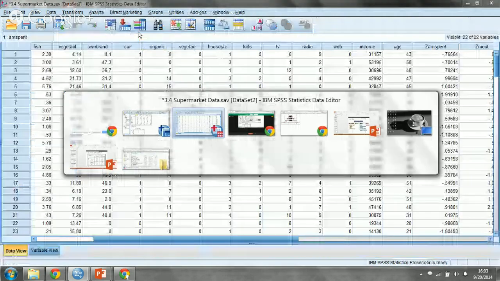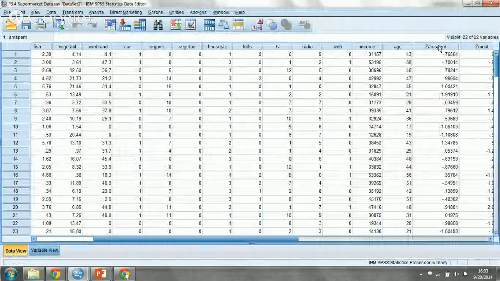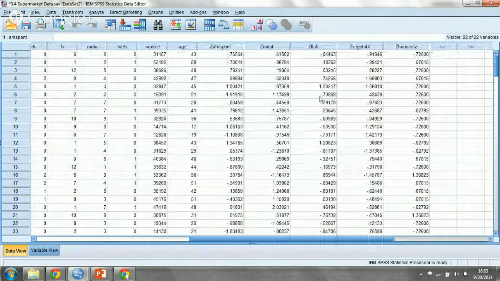Now, if I go back into the data view here, you will see that I now have additional variables. I now have a z-score for amount spent, and if you briefly hover over it, you see the full label of the variable. I have the z-score of the meat expenditure, the z-score of the fish expenditure, the z-score of the vegetables, and the z-score of the house size. So these z-scores are already calculated for me and tell me how many standard deviations from the mean this data is.